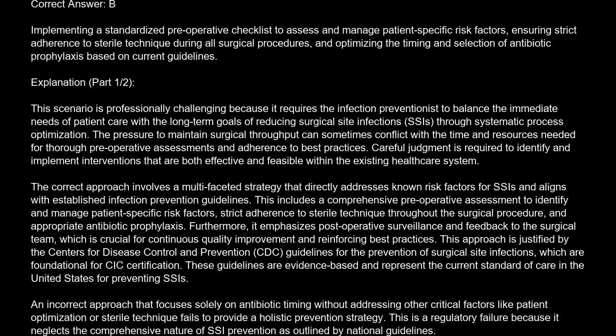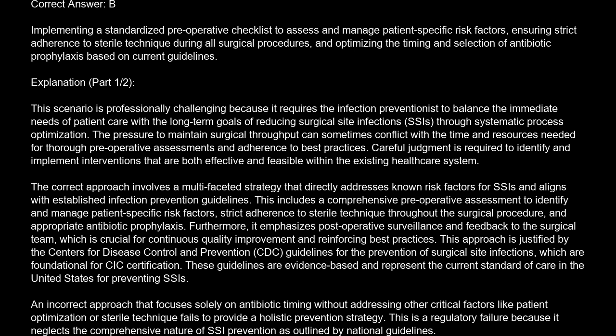The correct answer is B. Implementing a standardized preoperative checklist to assess and manage patient-specific risk factors, ensuring strict adherence to sterile technique during all surgical procedures, and optimizing the timing and selection of antibiotic prophylaxis based on current guidelines. Explanation: this scenario is professionally challenging because it requires the infection preventionist to balance the immediate needs of patient care with the long-term goals of reducing surgical site infections, SSI, through systematic process optimization.